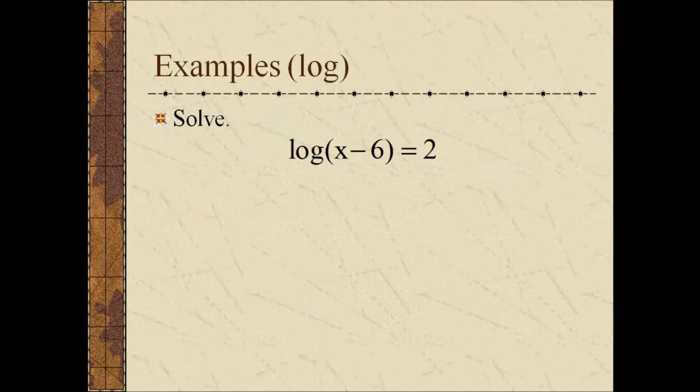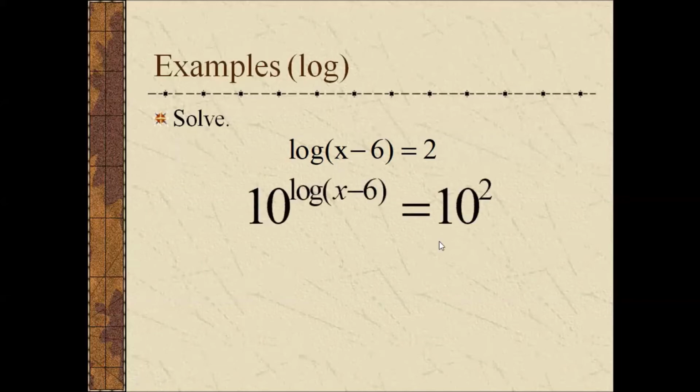This is similar to some problems we did in the last section. We have log of quantity x minus 6 equals 2. To undo the log, we need to remember what its base is. When we do not see a base written by a log, that means it's the common log, the log base 10. So let's raise both sides as a power of 10.